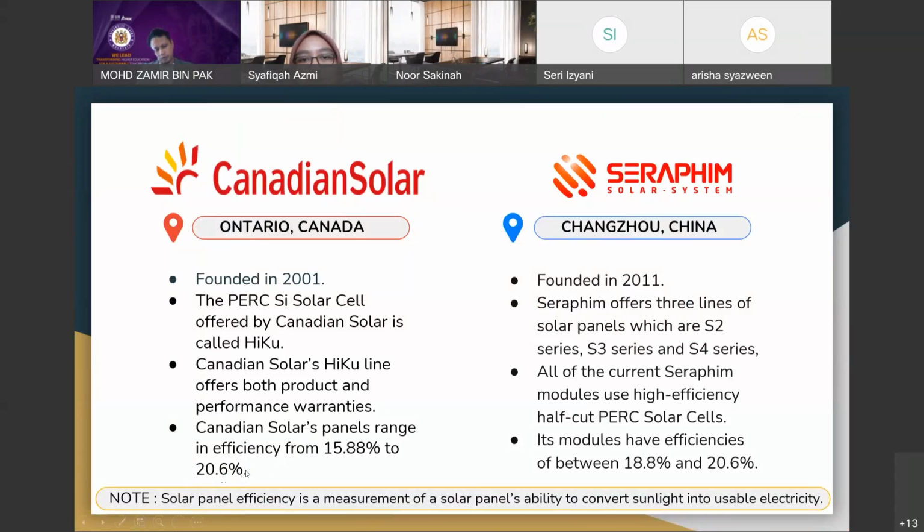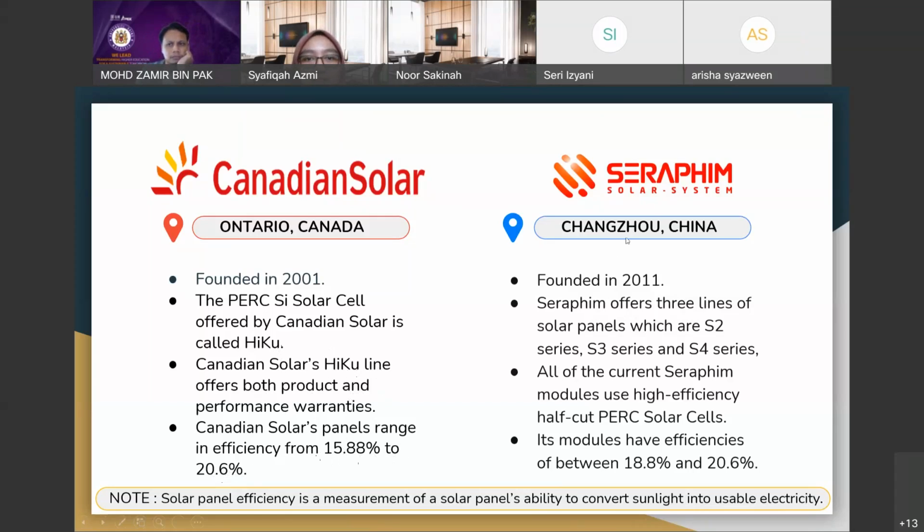Canadian Solar offers a large number of products, including a PERC solar cell, which is named Hiku. There are 3 varieties of the Hiku product line, which are the Hiku Poly, Hiku Mono, and All Black Hiku. Canadian Solar Hiku lines offer both product and performance guarantees. Canadian Solar's panels range in efficiency from 15.88% to 20.6%.